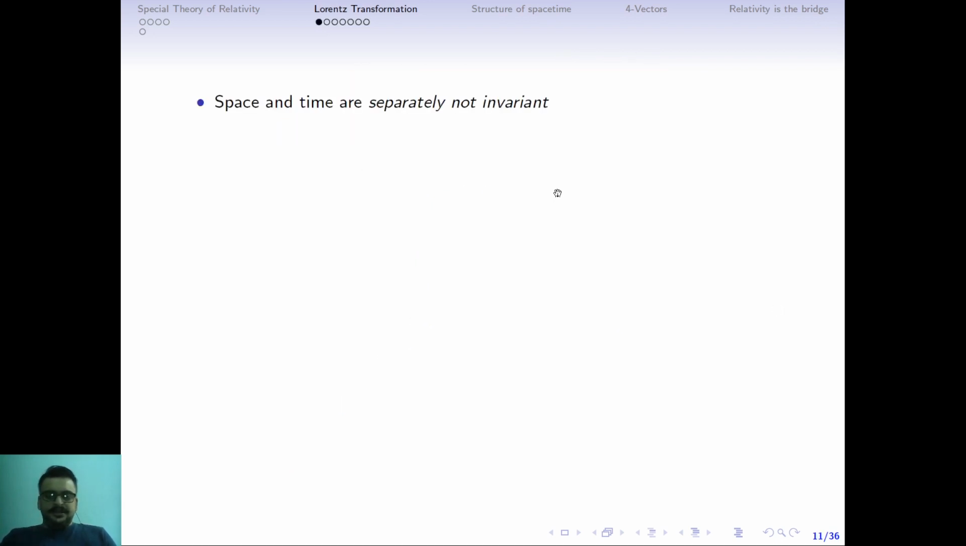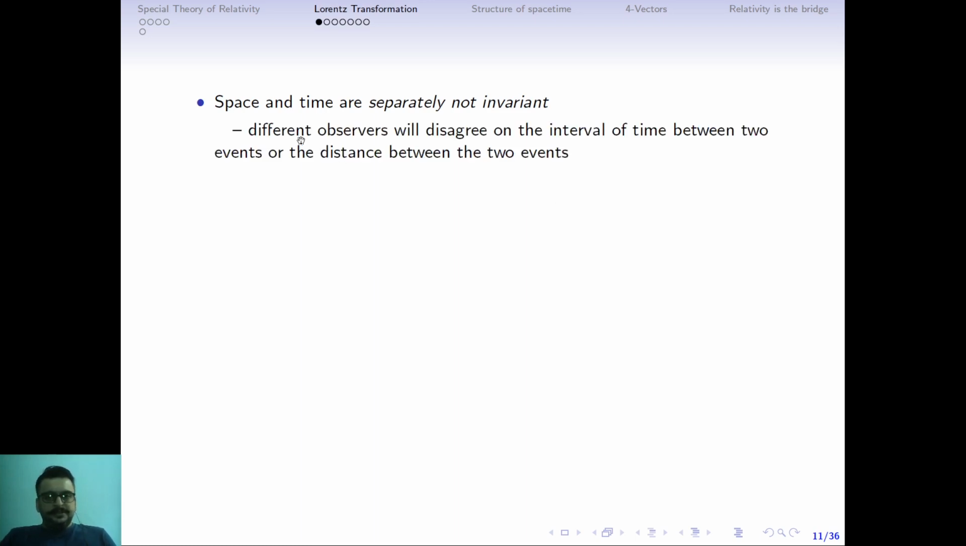Space and time separately are not invariant. If you change from one frame to another frame, the coordinates are going to change, so the distance between two points will obviously change. Space is not invariant. Similarly, the time interval between two events also will not remain the same when you go from one frame to another frame. So different observers in two different frames will disagree on how much time has passed between two events.